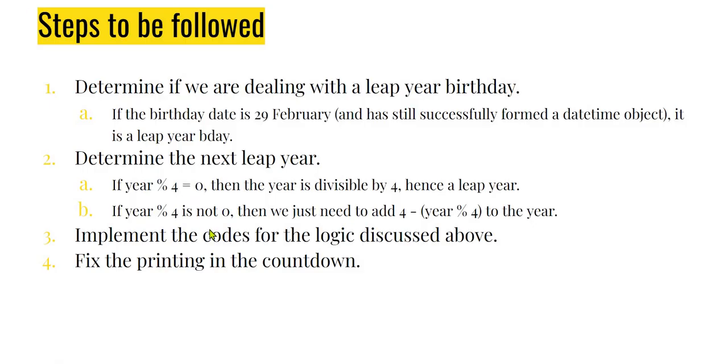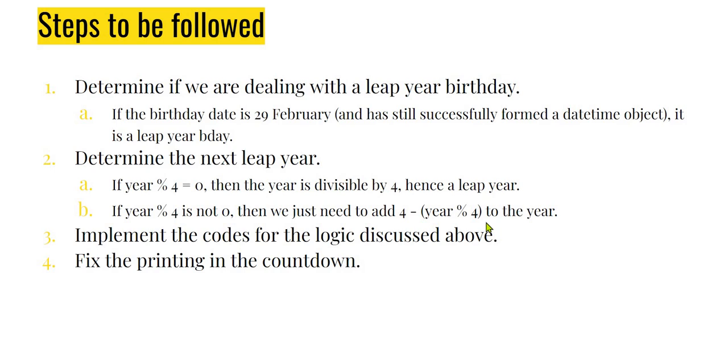Now let us try to figure out, given a certain year, how do I determine the next leap year? Well, it's not very hard, going back to the rules that we know of division. Basically, if the year is divisible by 4, which means year modulo 4 is 0, then it is a leap year. On the other hand, if it's not divisible by 4, then we need to look for the year which is divisible by 4 and after this year. So we need to add 4 minus year modulo 4.